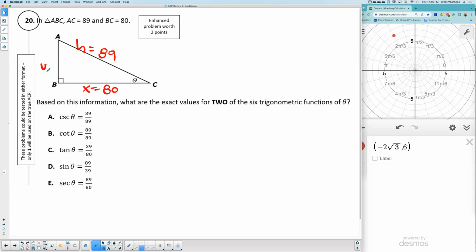So we're missing the Y. You could do the Pythagorean theorem, but I'm looking at the answer choices. What's the only new number on there? 39. That's got to be the Y.